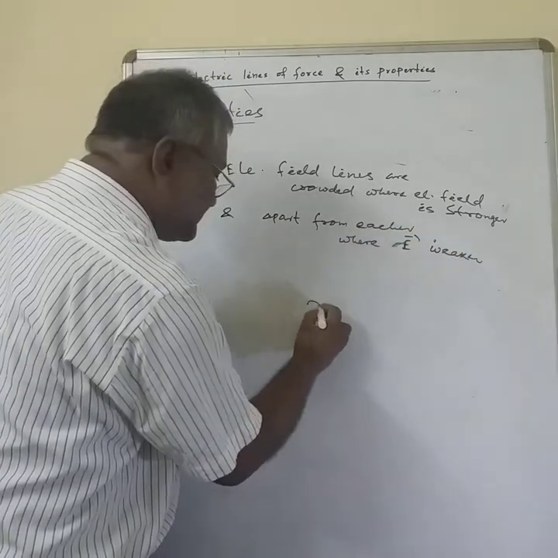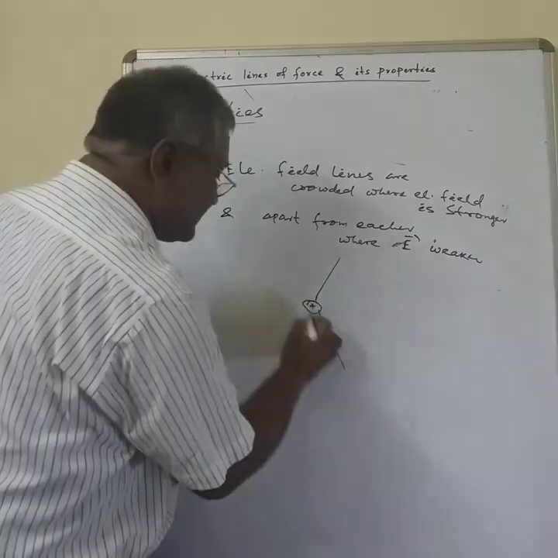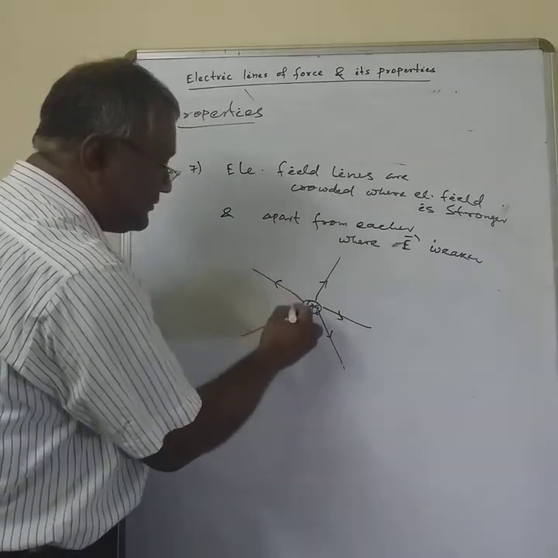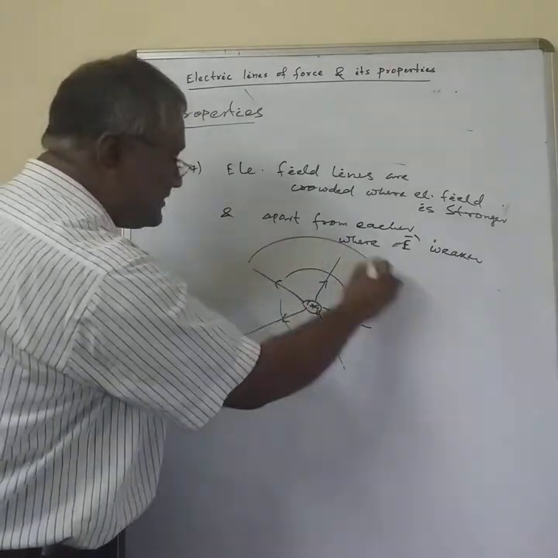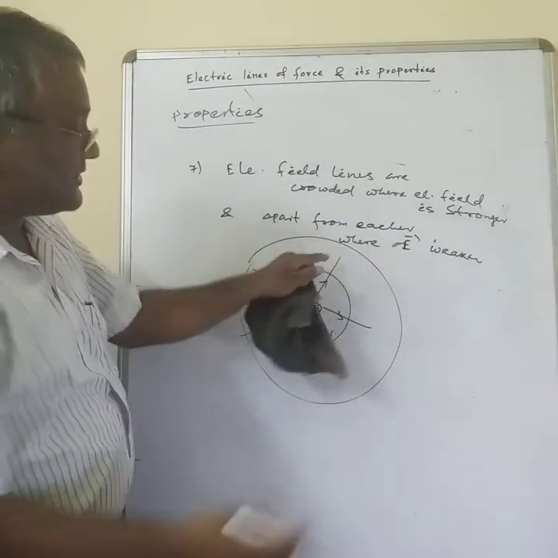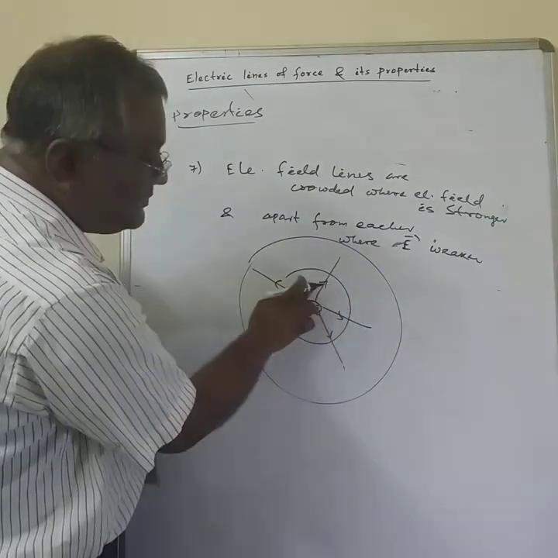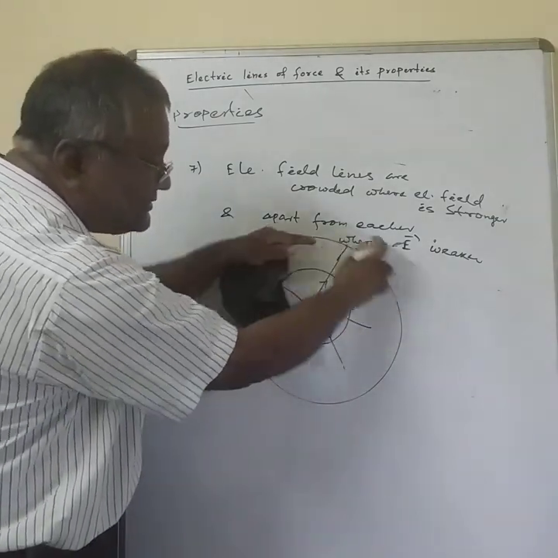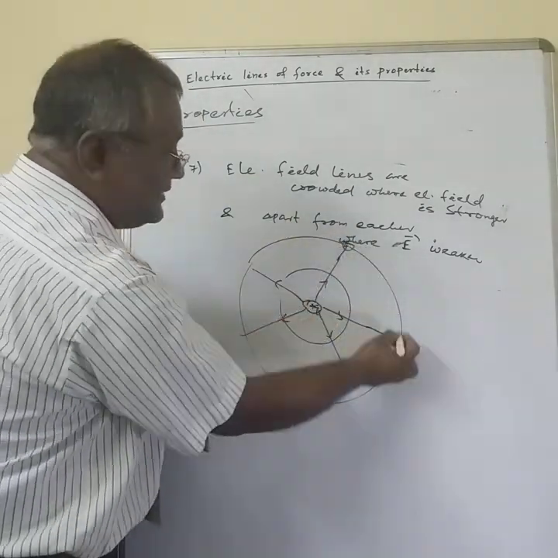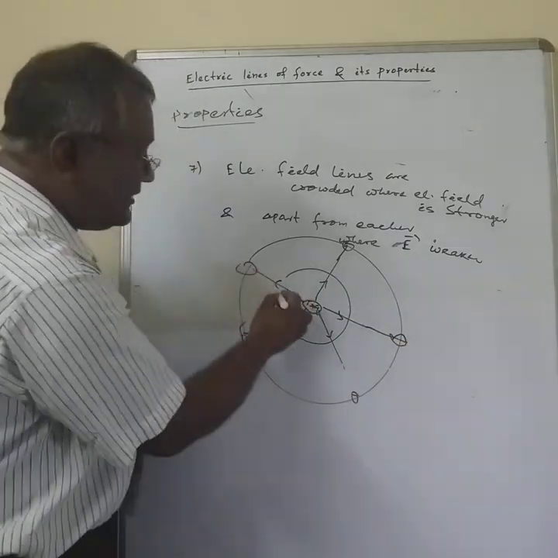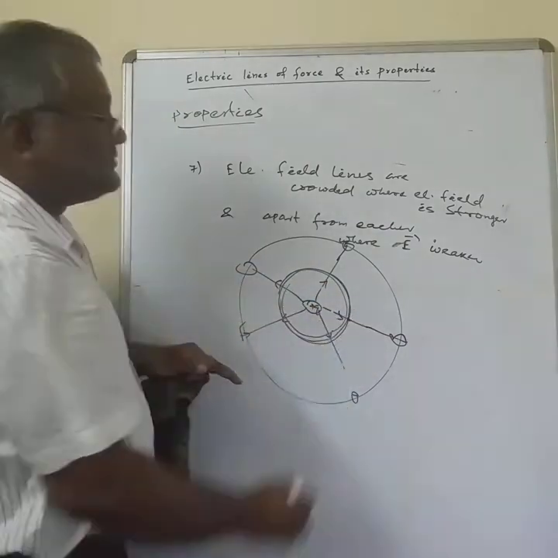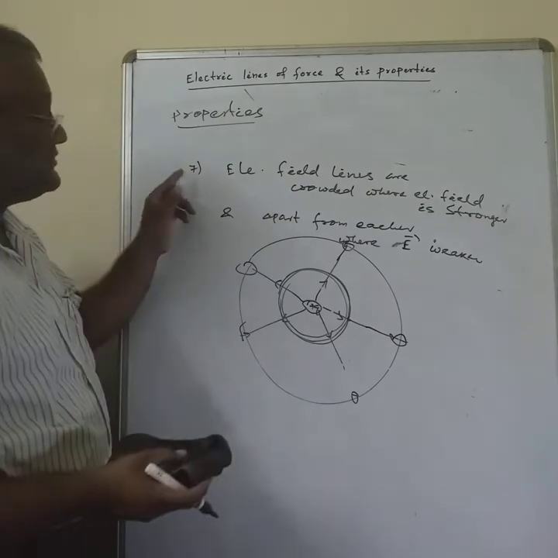Example, suppose this is a point charge, the field lines are like this. The direction is like this. If you consider this area and this area, the bigger area is this one. Here the field lines are less crowded over a greater area. The same number of field lines are linked here, but here the field lines are further apart because the field is weaker, and here the field lines are closer, hence the field is stronger. This is the explanation of the seventh property.